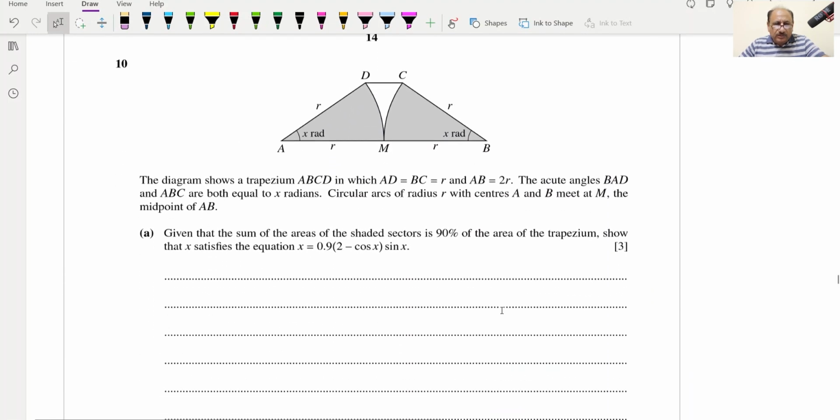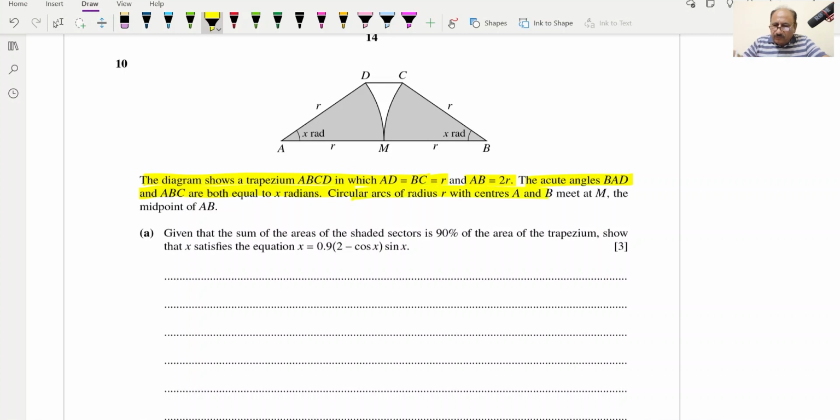Now question number 10. Question number 10 says the diagram is provided. The diagram shows a trapezium ABCD in which AD is equal to BC, both are R, and AB is equal to 2R. The acute angles BAD and ABC are both equal to x radians.